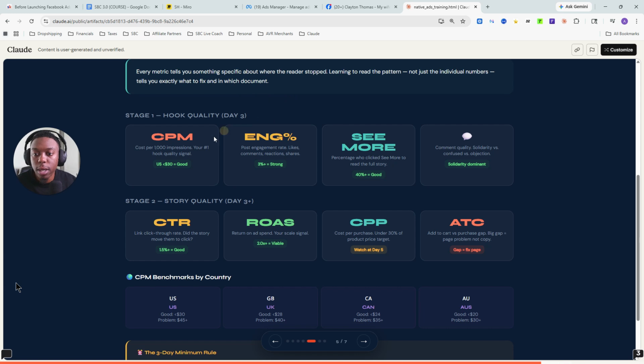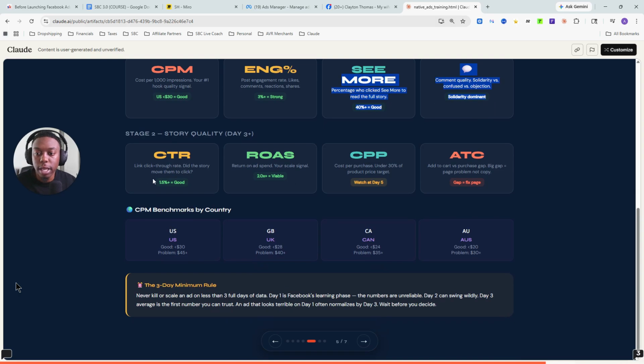So stage 1 is hook quality, right? We want to see some good CPMs, a good engagement score, CPCs and all that stuff. We want to see people liking, engaging, commenting. Something else we like to look at is CTR, the click-through rate, what percentage of people are clicking through to your product page. Obviously your ROAS, your cost per purchase, and your add to cart rates are some other things we look at.